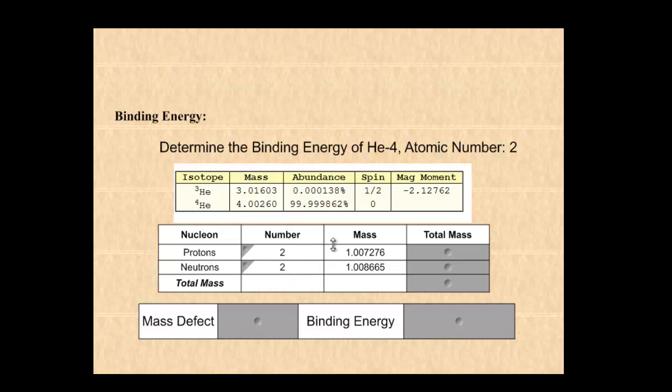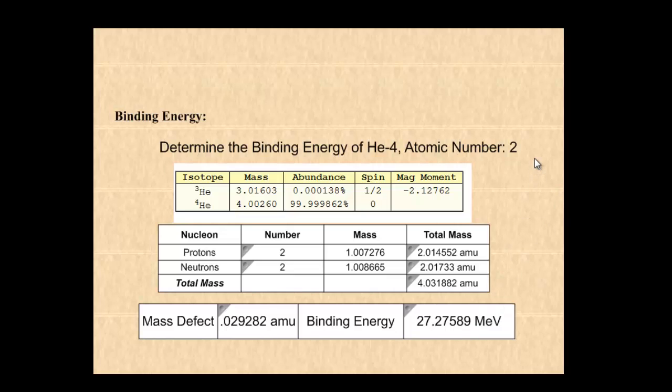If I multiply each of these by each atomic mass, we get these values here. At this point, I just sum up the total mass, and I get 4.03182 AMU. However, helium-4 has a mass of 4.00260. If I take the difference, I get a mass defect of 0.029282 AMU. If I multiply that by the binding energy coefficient, I can calculate how many million electron volts I have.